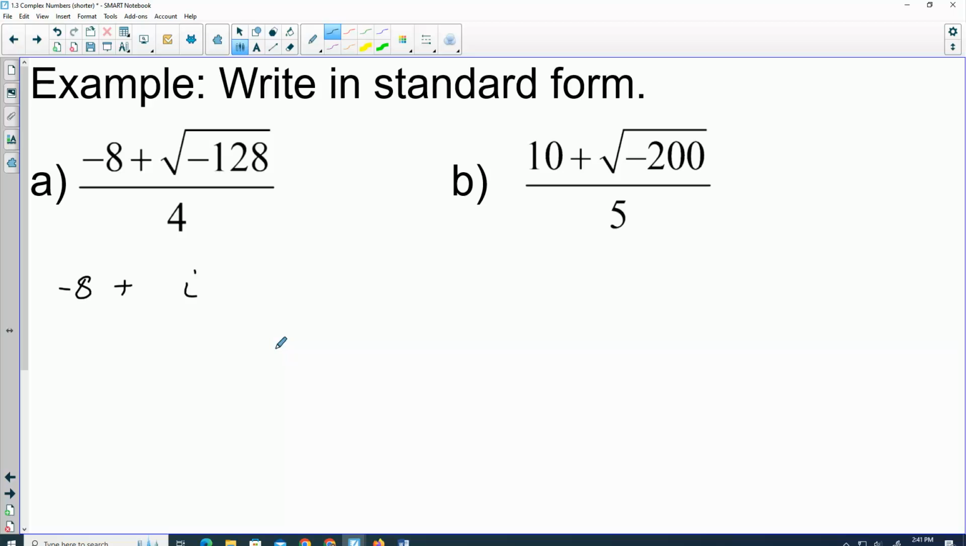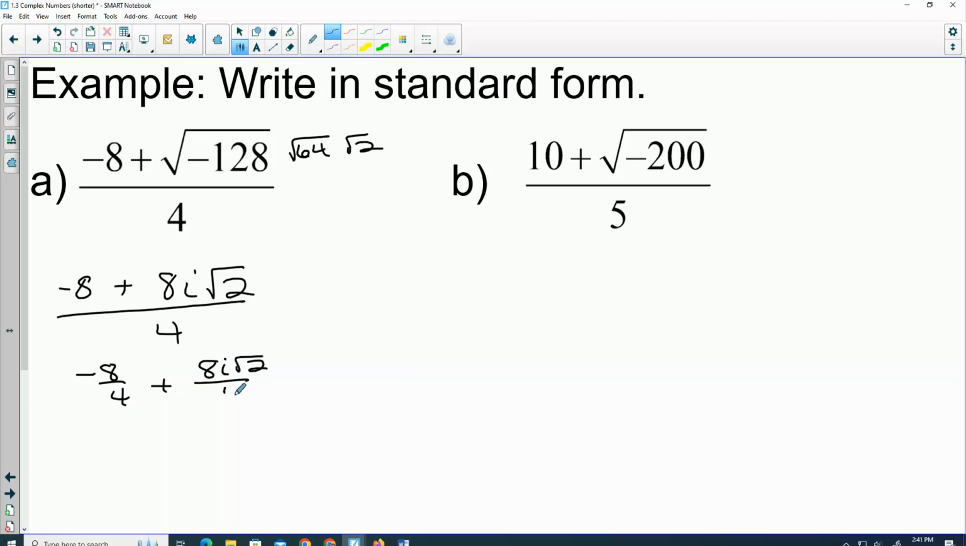So what perfect square goes into 128? 64 and 2. Square root of 64 is 8, so this is 8i radical 2 over 4. So we could break it apart, just like each one over the denominator. We get -2 plus 2i radical 2.